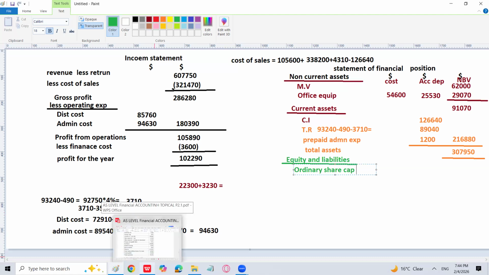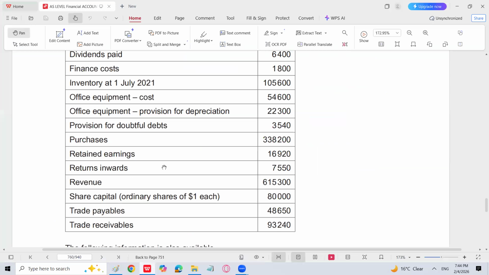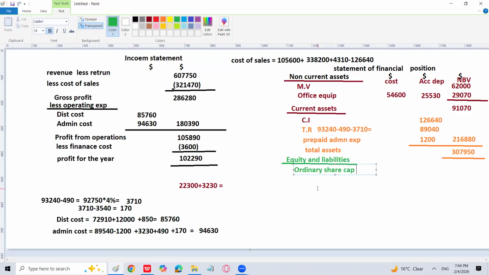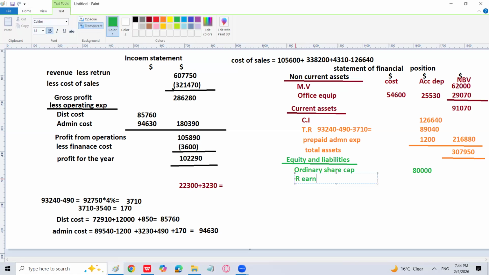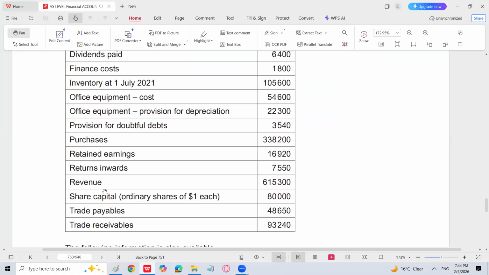The equity section includes, first of all, ordinary share capital. Ordinary share capital is given here. Share capital, ordinary share, $1 each, 80,000. Remember this, it is not necessary that it is always given $1. It can be $0.5. It can be $2. But here it is 80,000. So I will write it with the full amount of 80,000. Then I will write share premium, which is not given in the question. So I will not write share premium. General reserve is also not given. Where it is? No. So now I'm going to write the retained earnings.